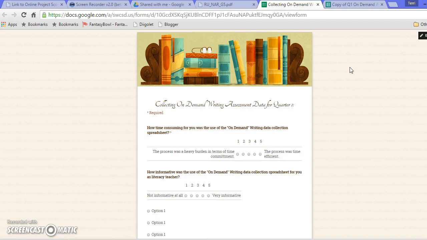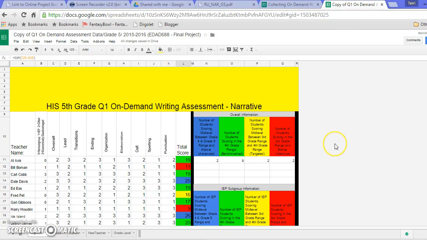So I will be measuring the success of the spreadsheet in that way, but more importantly, I'll be measuring the success of this spreadsheet to look at, did we make a difference in students' writing development by looking this closely at their needs? And the way I'll measure that is that at the end of Q1, teachers will do this same exact thing using this spreadsheet, so we can compare and contrast where our students were at the beginning of the quarter and where they were at the end of the quarter.